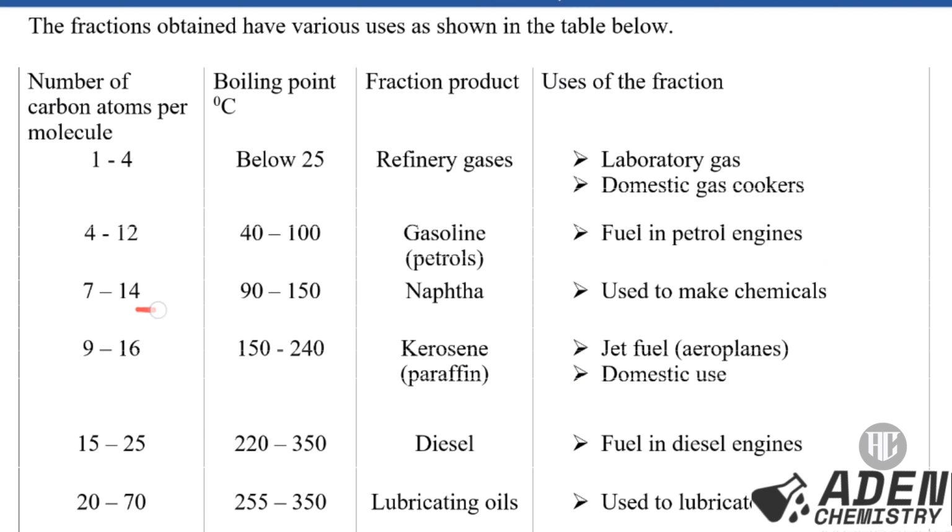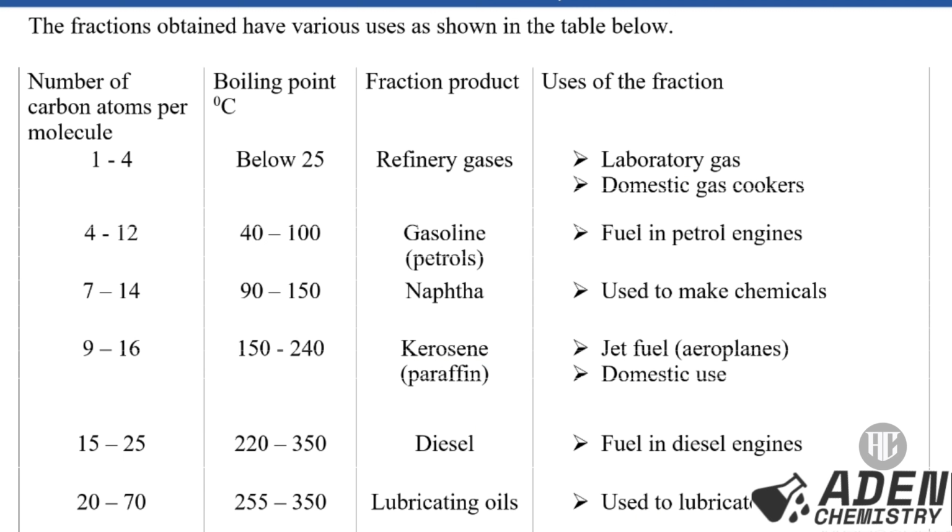So we go to carbon atoms of 7 to 14. They are distilled off at a temperature range between 90 to 150 degrees Celsius, and the fraction product is called naphtha. The use of that fraction is to make chemicals. Then we have carbon atoms of 9 to 16. They are distilled off at a temperature between 150 to 240 degrees Celsius. The fraction product is called kerosene or paraffin, and it is used to fuel jets or aeroplanes, and for domestic uses.